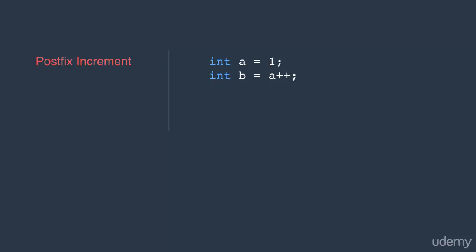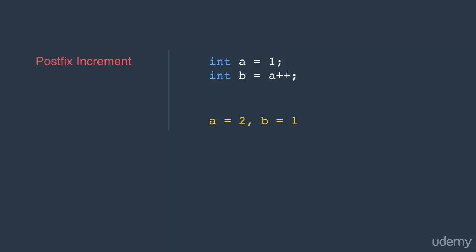So in this example, a is 1, and when we apply the postfix increment operator, first the value of a is assigned to b, so b is going to be 1, and then a is incremented by 1. So in this example, after the second line is executed, a is going to be 2, and b is going to be 1.